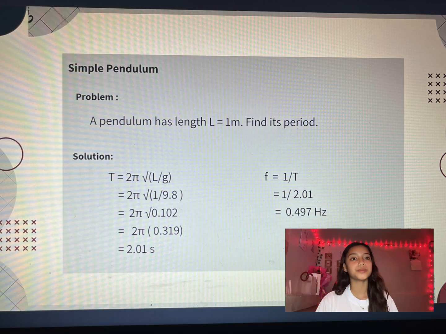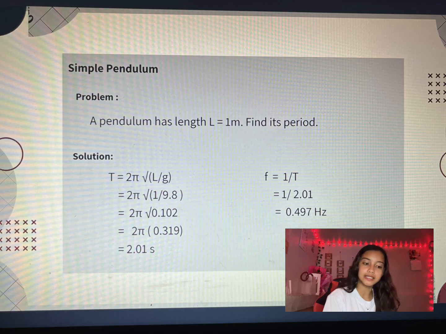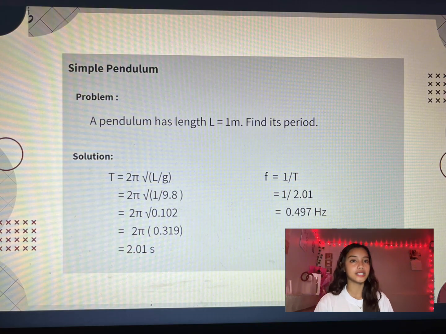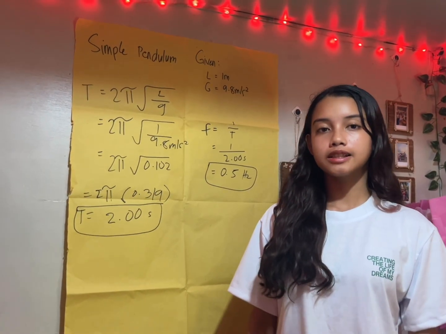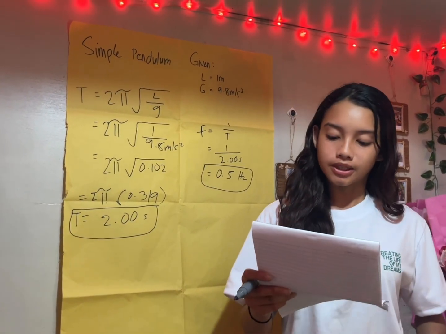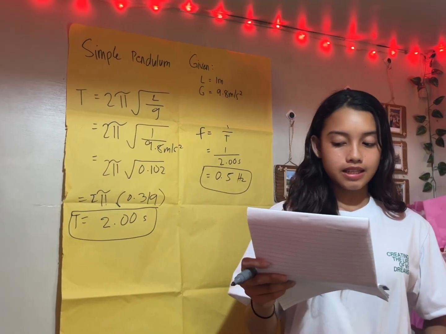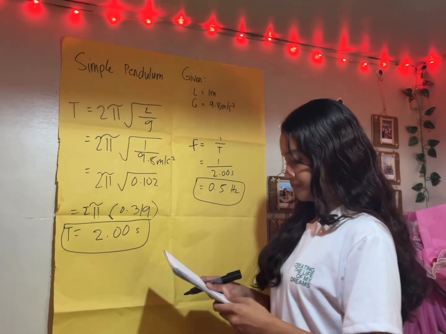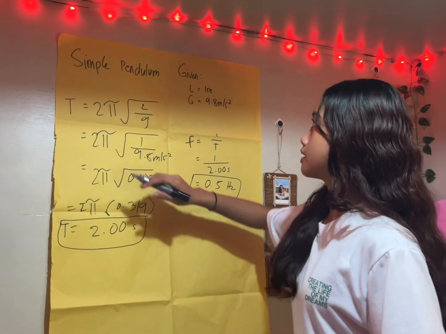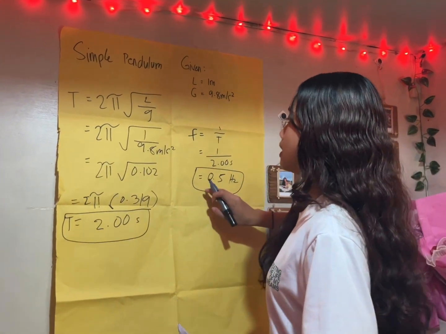So here's the simple pendulum example. A pendulum has a length equal to 1 meter, so we need to find its period. Let's solve this. I will show you the solution. What I said earlier about the problem: a pendulum has length equal to 1 meter, and we need to find its period.